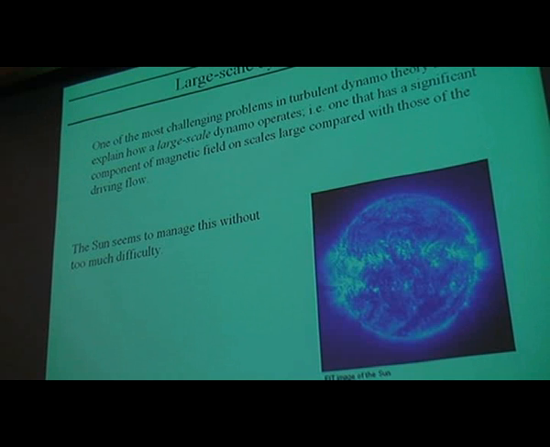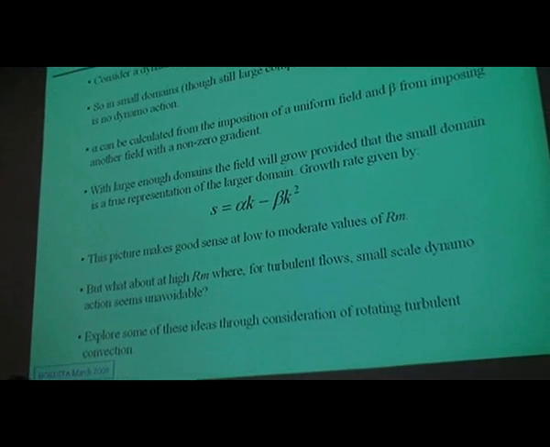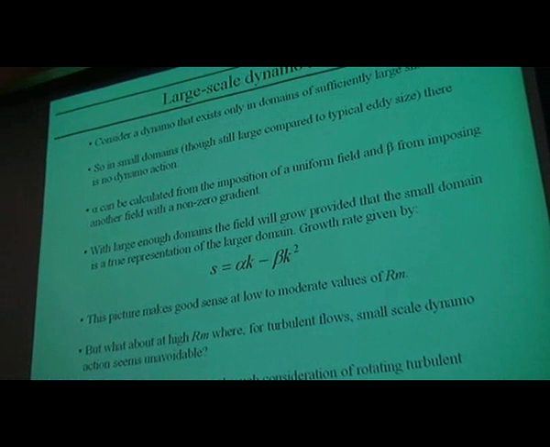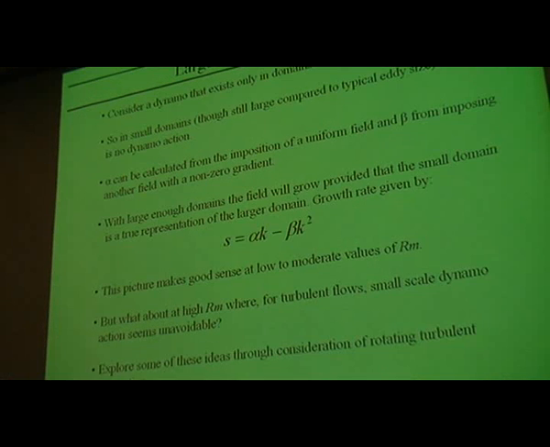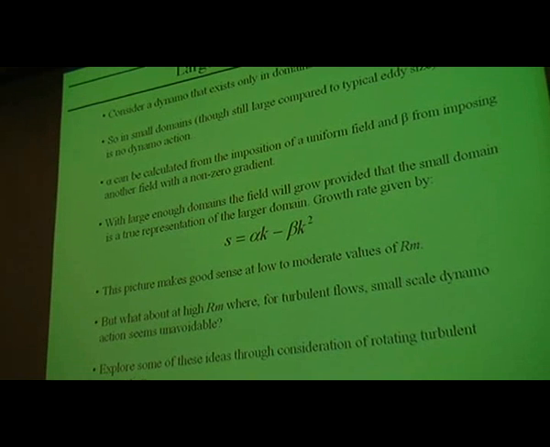My own feeling is that if we didn't have nature, then from theoretical grounds, I'd be pretty convinced that they couldn't exist. Nature manages it with no problem whatsoever. So what do we mean by a large-scale dynamo? That if you had a small enough box, say, suppose you were doing a computation, if you had a small box, it wasn't a dynamo, okay? But if you made the box big enough, then you got a dynamo, okay? So that clearly is a large-scale dynamo.